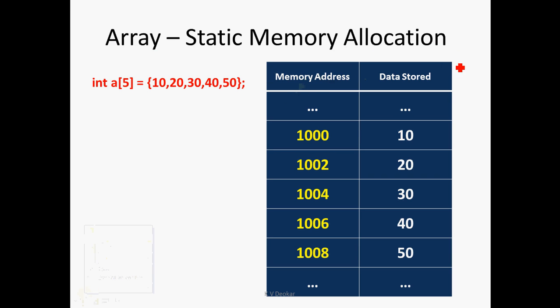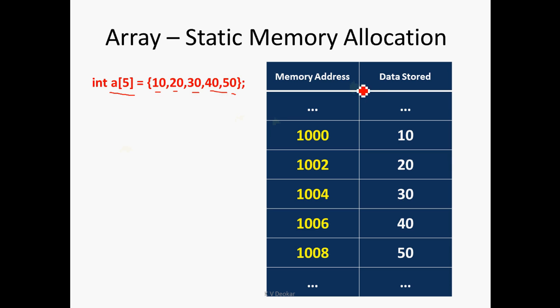In this blue color we can see a block of memory, where the first column is the memory address, shown in yellow numbers, and the second column is the data stored at a particular memory location. If you declare an array int a of 5 elements, it will have 5 integer elements like 10, 20, 30, 40, 50, which will be stored inside this array.